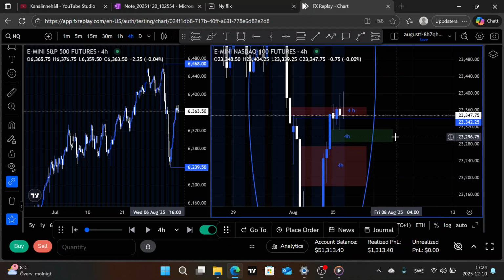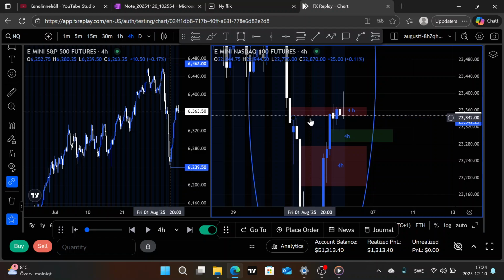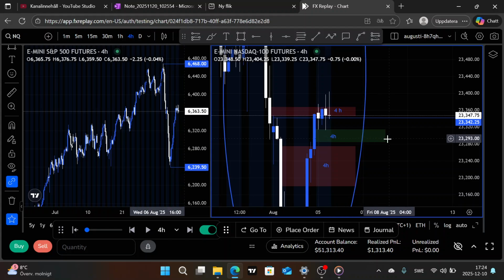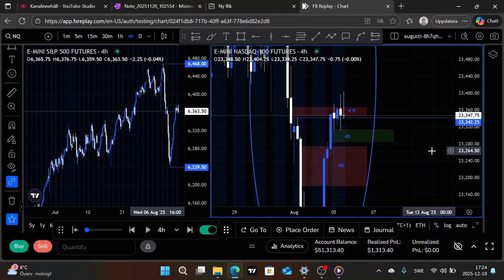So yes, we are respecting this 4 hour value gap, this bearish value gap, and we also respect this bullish value gap. So I need to see some movement upside or downside to make it clear, and to have a clear bias.